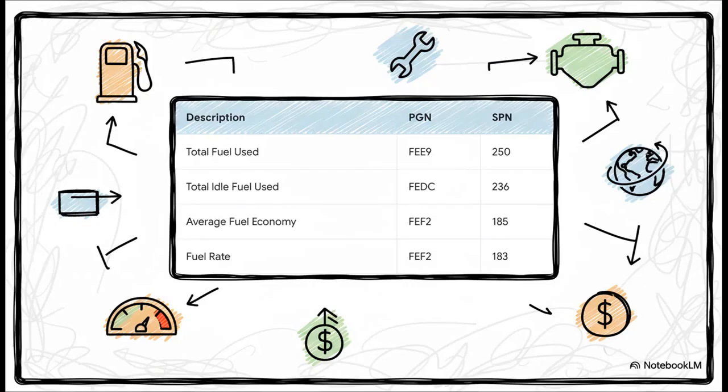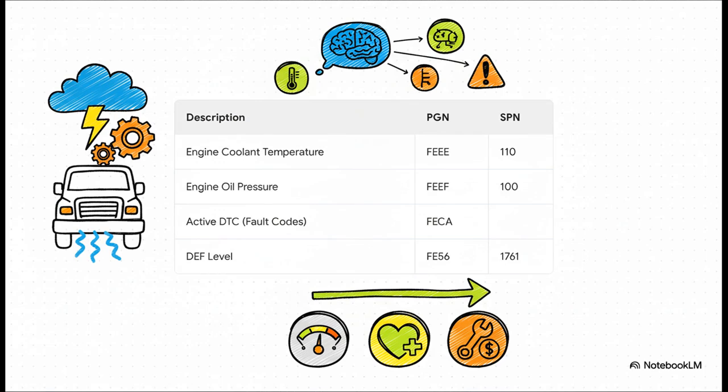That's it. For example, here are some PGNs all about fuel efficiency. You can see that PGN FE9 reports on total fuel used, and right below it, FEDC tracks total idle fuel used. Just stop and think about that for a second. If you had got data for every vehicle in your fleet, you'd know exactly where every single one of your fuel dollars is going. But it's not just about fuel, not by a long shot.